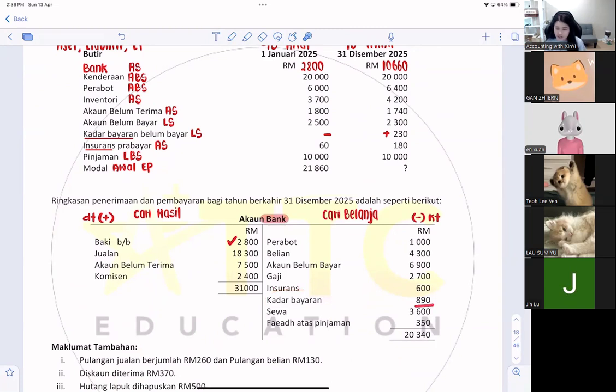But is it enough? No, that's why they say belum bayar mah. So let's adjust it and we will find the harga sebenar. So your kadar bayaran shouldn't be just 890. It should be 890 plus 230. What you should pay in this year itself is 1120. Only then do we consider it as the actual belanja dalam tahun ini.